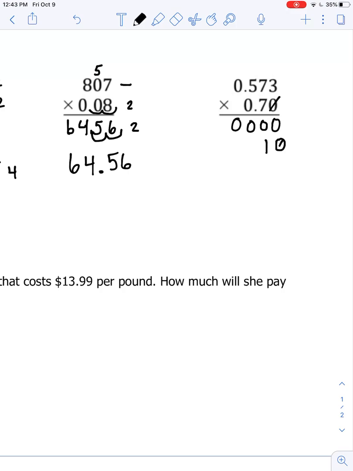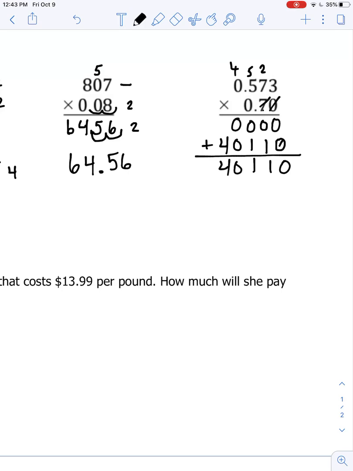7 times 3 is 21. Carry the 2 up. 7 times 7 is 49, plus 2 is 51. And 7 times 5 is 35, plus 5 is 40. And I could have put the 4 up here, but I skipped that step quickly. Let me just say it out. 7 times 0 is 0, plus the 4 is 4. So we're done with the 7. I am not going to show multiplying with another row of zeros. It won't change the sum. Now we're going to add.